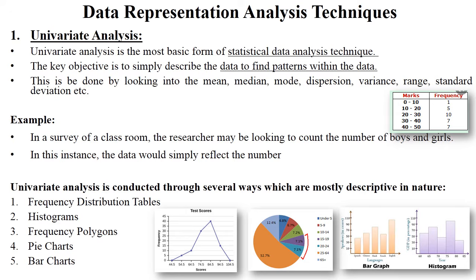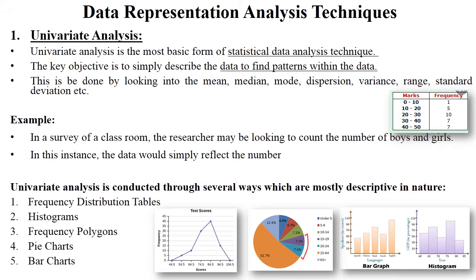Next. Now there are some data representation analysis techniques. The first one is univariate analysis. The univariate analysis technique generally uses statistical data analysis, right? It shows all the data and represents the data in statistical format. So it describes the data in a particular pattern and format. This is done by calculating the mean, median, mode, then variance, range, standard deviation. All these things are called univariate analysis.